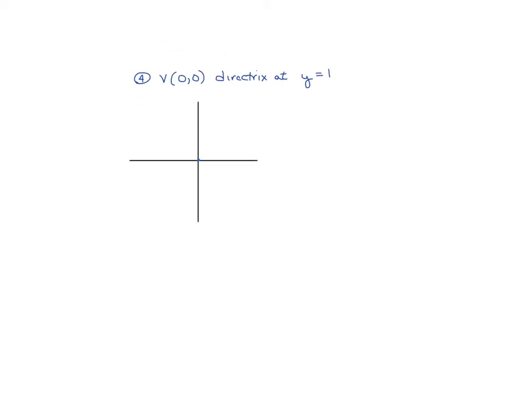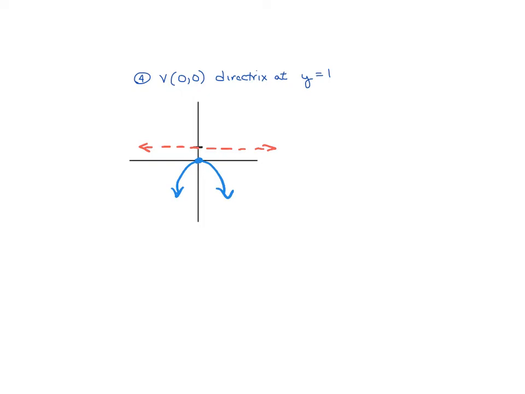We're back to a vertex at the origin, and we have our directrix at y equals 1. So let's go ahead and graph the vertex right here. I'm going to graph my directrix. It's going to be at y equals 1. So we'll come here. Remember, the directrix is always behind the parabola. So this tells me that my parabola is going to be opening downward.